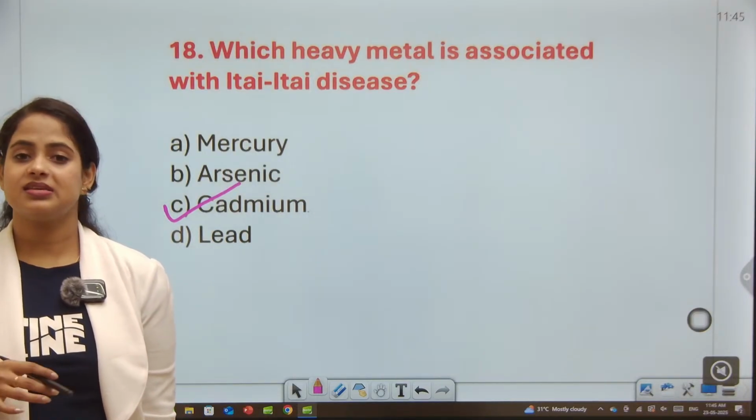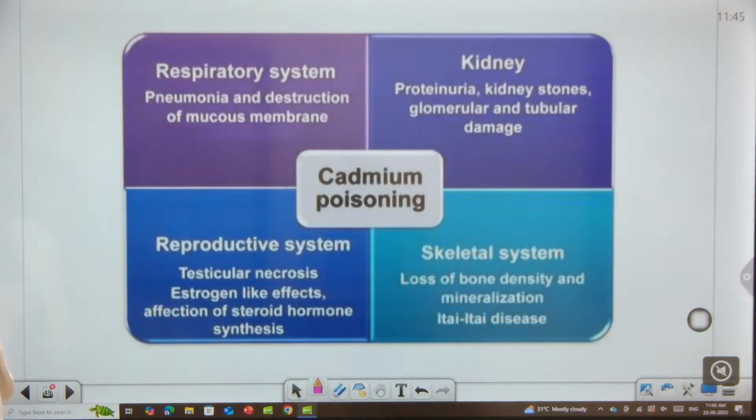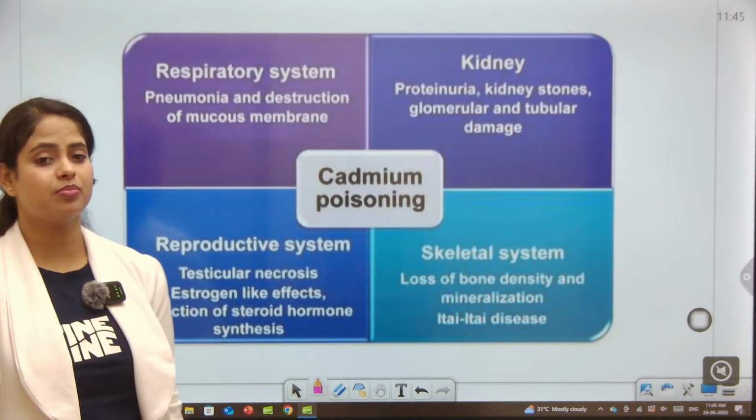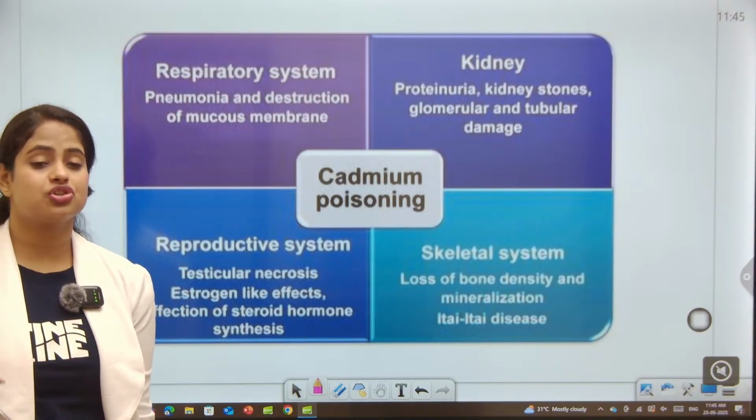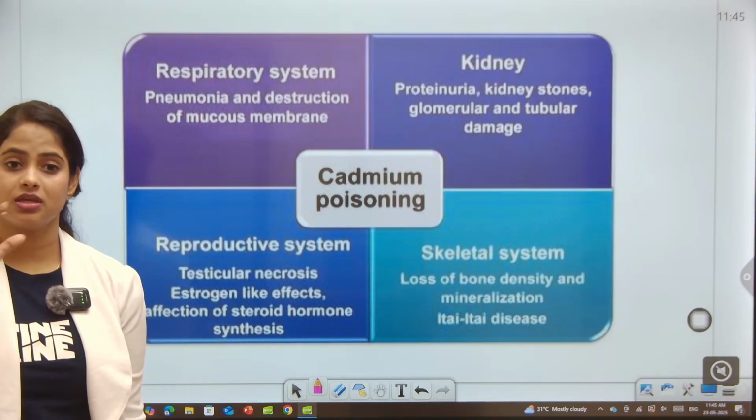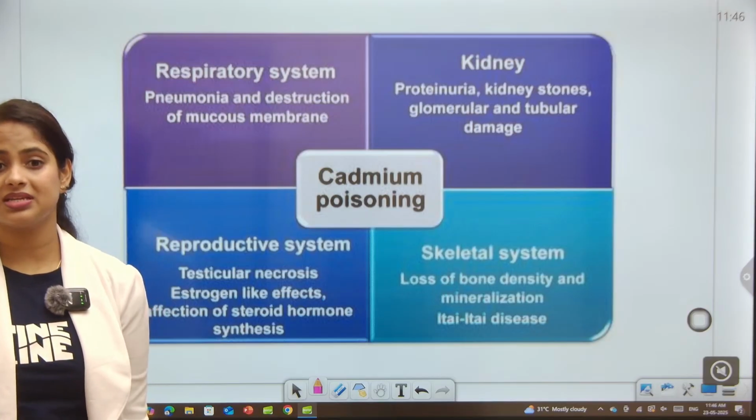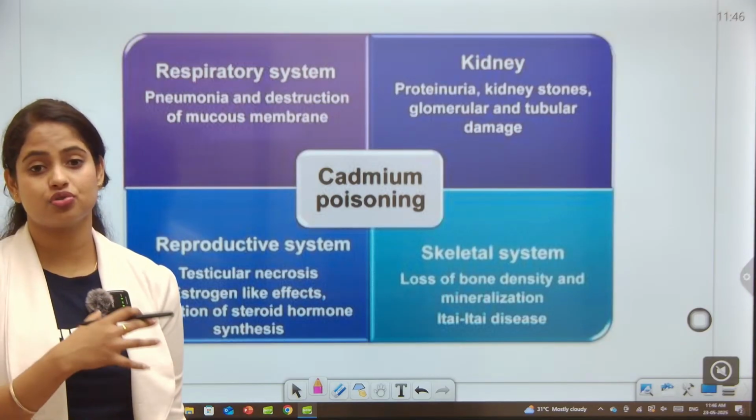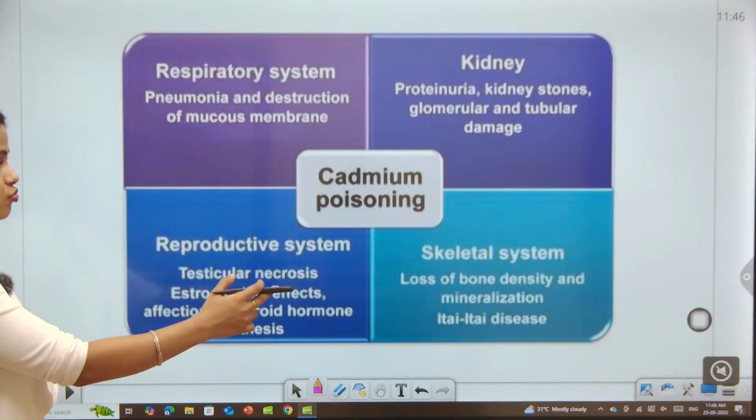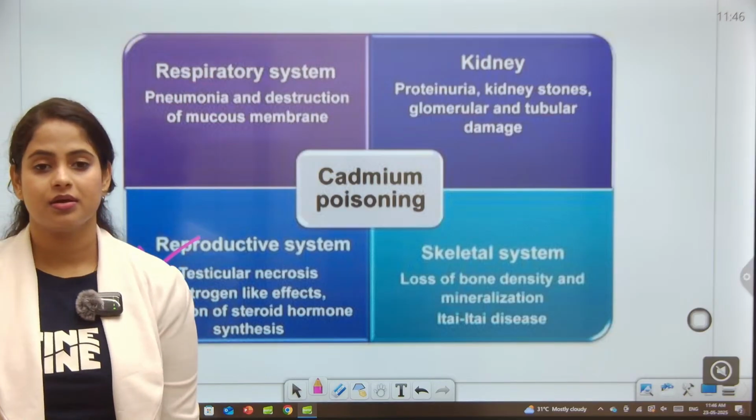Which heavy metal is associated with Itai disease? Directly related with cadmium, and cadmium poisoning is related to the respiratory system like pneumonia and destruction of the mucous membrane. In the kidney, it causes proteinuria, kidney stones, glomerular and tubular damage. It also hampers the skeletal system and the reproductive system. Clear?